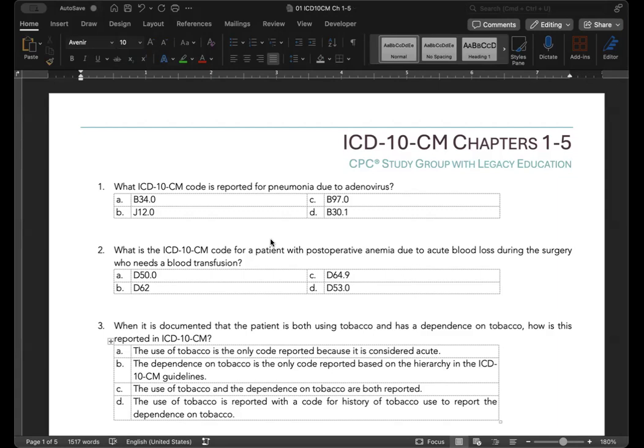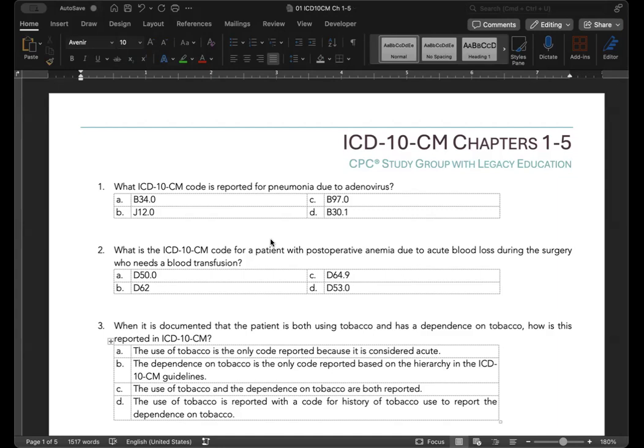So number one, what ICD-10-CM code is reported for pneumonia due to adenovirus? What is our main term that we want to look up in our alphabetic index? Pneumonia. Yep, because it's going to be the condition and not necessarily the cause. So yep, we want to look up pneumonia.